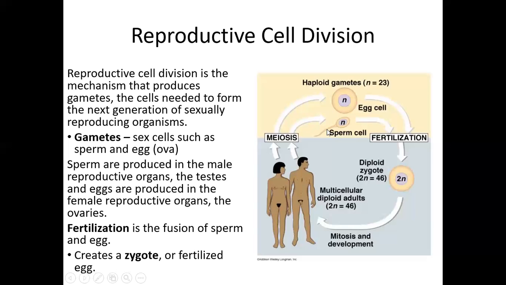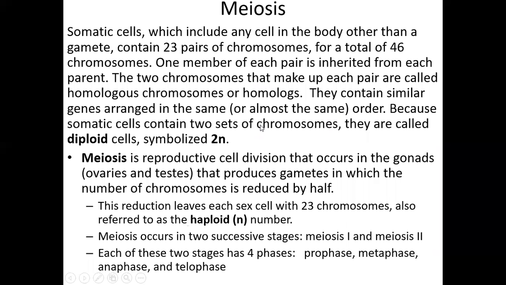You'll see here on this slide or in this figure terms like haploid, diploid. We see abbreviations like N and 2N, and we see numbers 23 and 46, which I'll talk about here on this page where I get into meiosis in a little bit more detail.